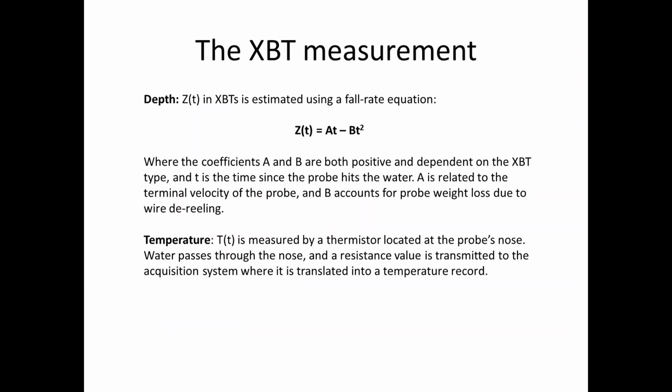And the way XBTs measure depth and temperature in the water: the depth is estimated using a flow rate equation that is proportional to time and time squared, the time of descent of the probe, with coefficients A and B. A is related mostly to the terminal velocity of the probe in the water, and B accounts for weight loss and wire unspooling. The wire is inside the probe, and as it expands over time with the depth, it changes its mass.